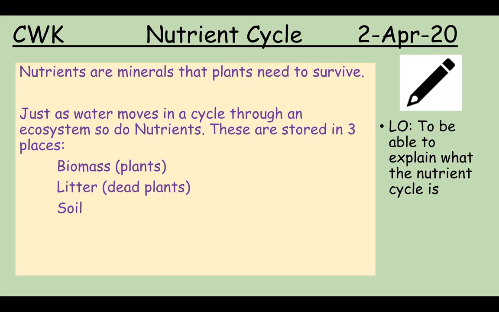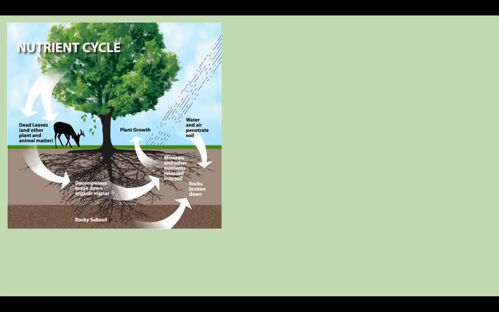Okay, so what does this look like, the nutrient cycle? Well, let's have a look at this diagram here, and we're going to start with the tree's roots. This tree will take in minerals and other nutrients from the soil. Within the soil there are minerals and nutrients, and the tree will take those in. It will use them to grow.